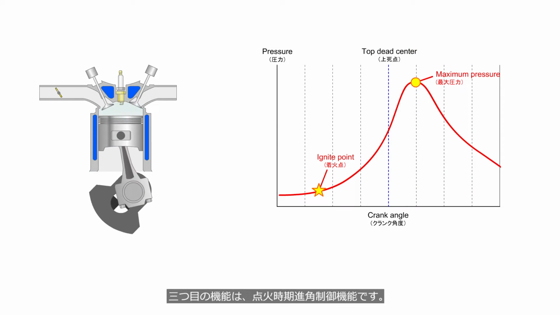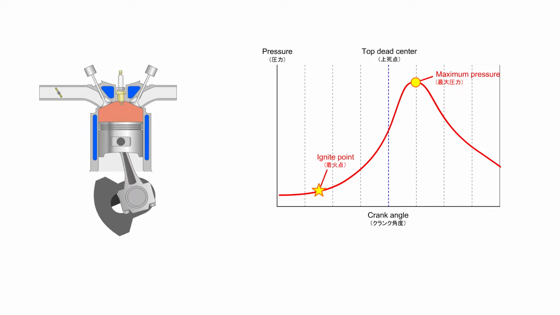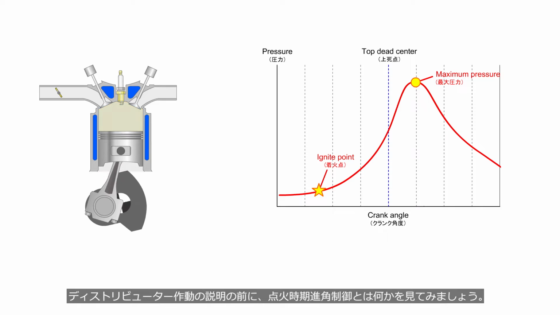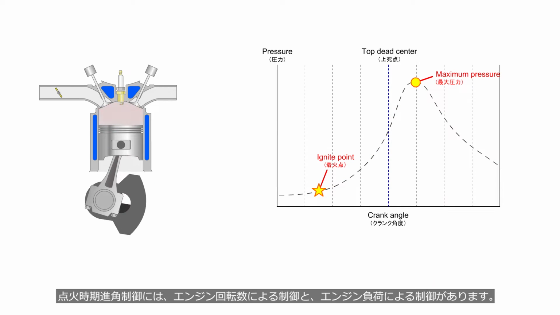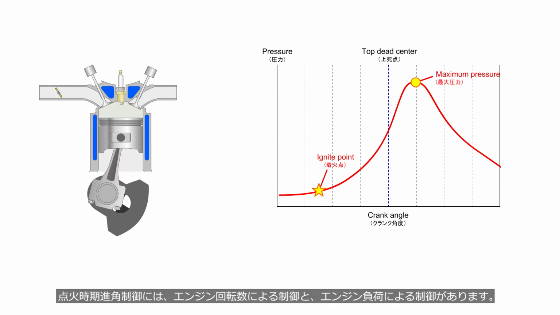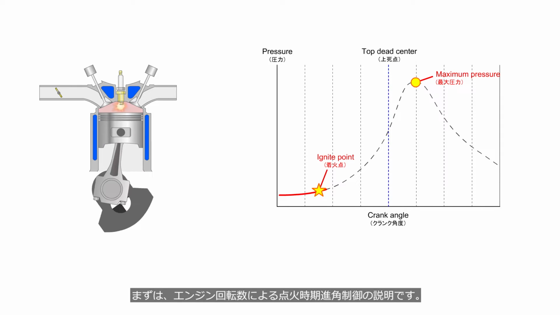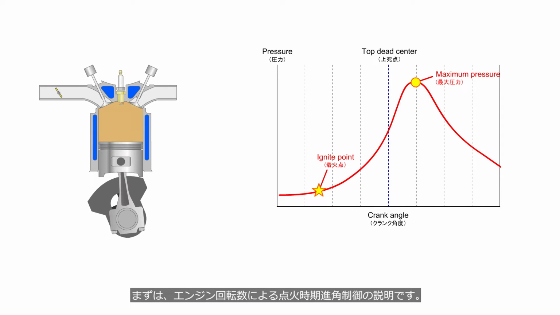The third function is the ignition timing advance control function. Before explaining distributor operation, let's take a look at what ignition timing advance control is. There are two types of control for ignition timing advance: control based on engine speed and control based on engine load. First, let me explain the ignition timing advance control based on engine speed.